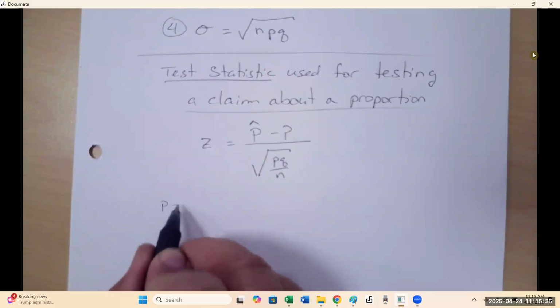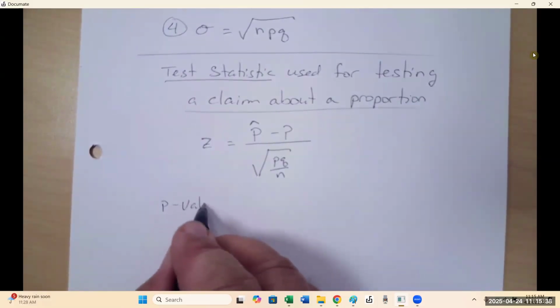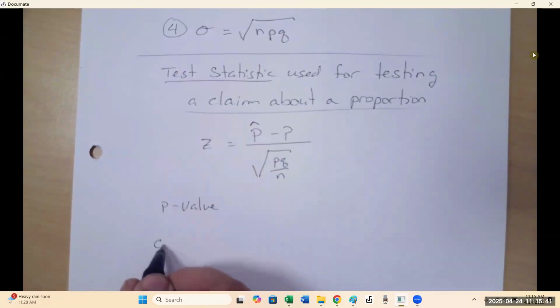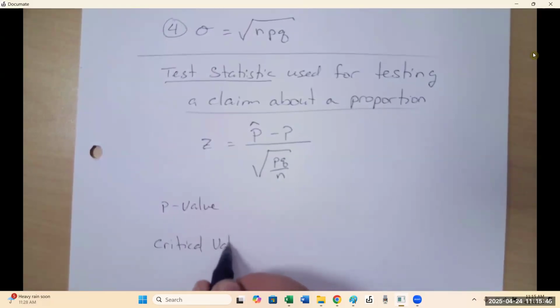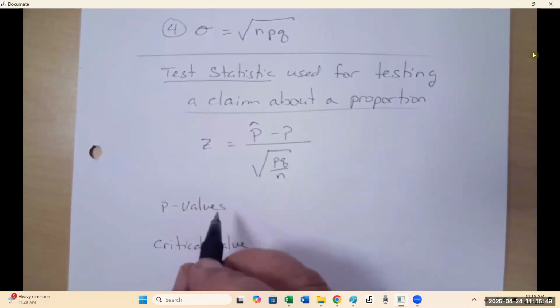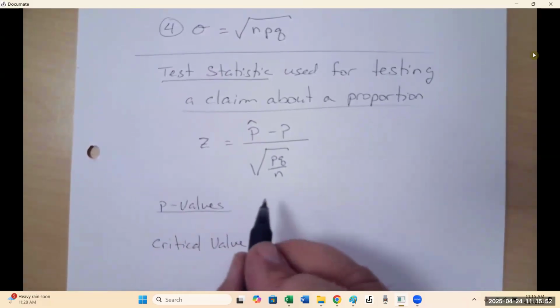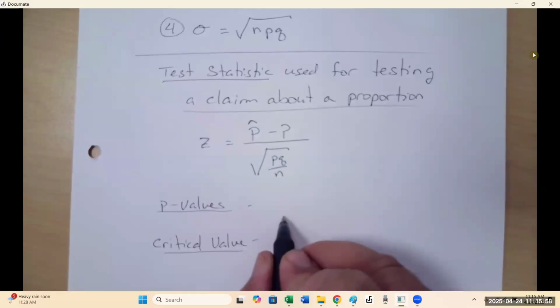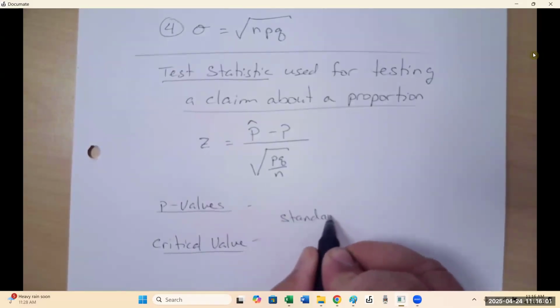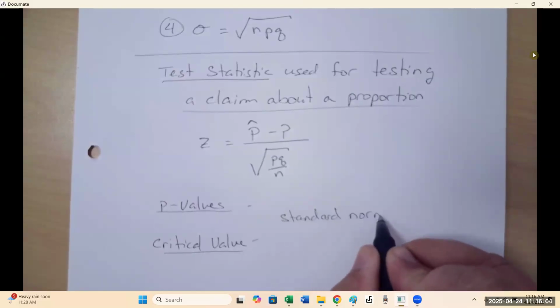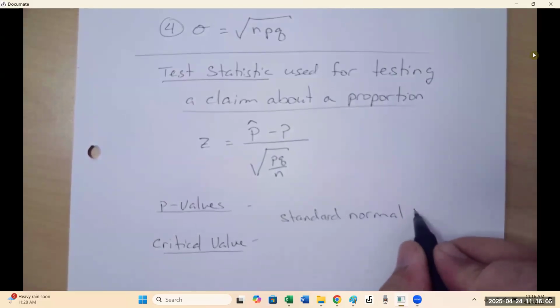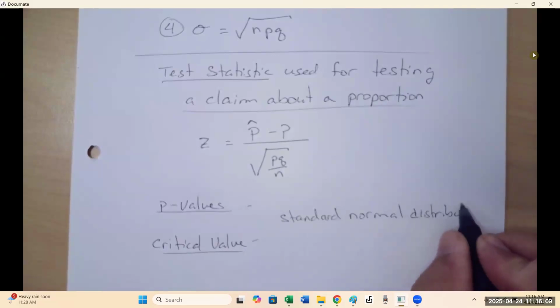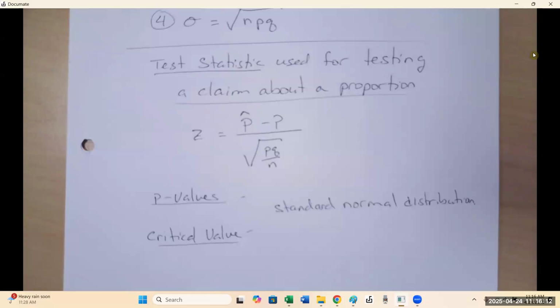So remember, we have 3 types. We have the p-value. We have the critical value. For both of these, we use the standard normal distribution. Those are the tables, the Z chart tables.